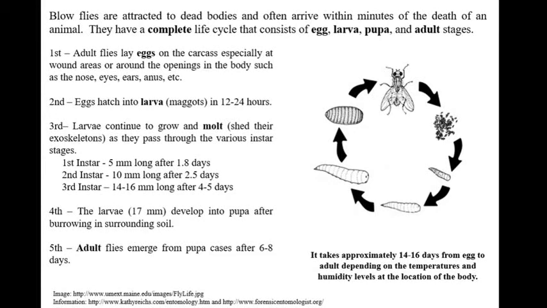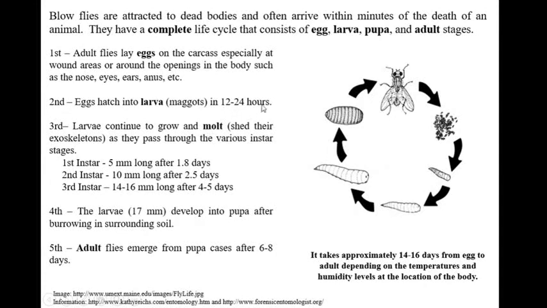So the adult fly lays its eggs on the carcass, especially at the wound area or around the openings in the body, such as the nose, eyes, ears and anus. Second, the eggs start hatching and growing into larvae. These larvae we can call maggots. It may take around 12 to 24 hours.